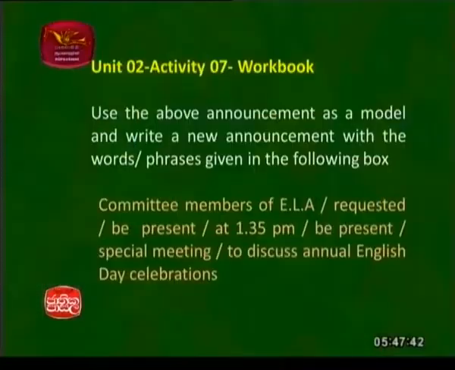Okay, so this is also taken from your workbook. This is Unit 2, Activity 7. Use the above announcement as a model and write a new announcement with the words and phrases given in the following blocks. Now see: committee members of English Literary Association requested, be present at 1:35, special meeting to discuss annual English Day celebrations. Let us see how we can write an announcement out of this.